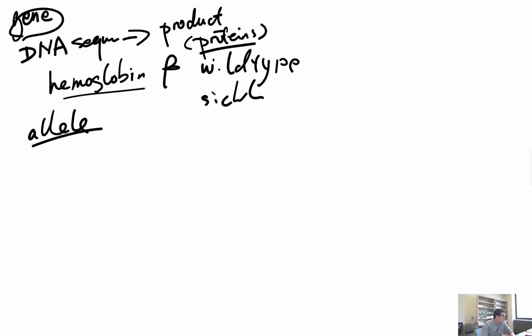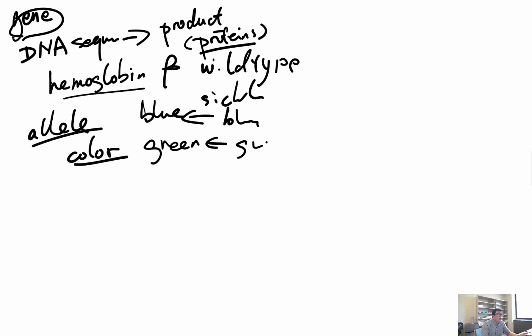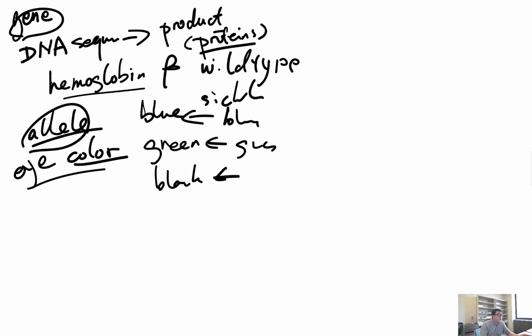Here is another example, not a real example, eye color. Just assume there's one gene encoding eye color. Different people have different genes. The blue gene determines blue eyes, the green gene determines green eyes, and so on, including black eyes. All these different versions of the same gene are called alleles. This is not a good example because eye color is more complicated. It's not really determined by only one gene.